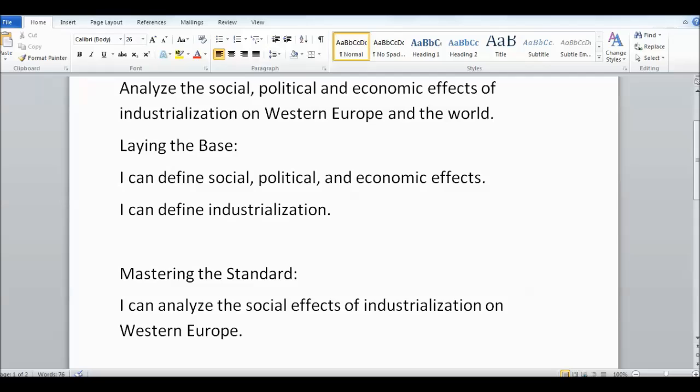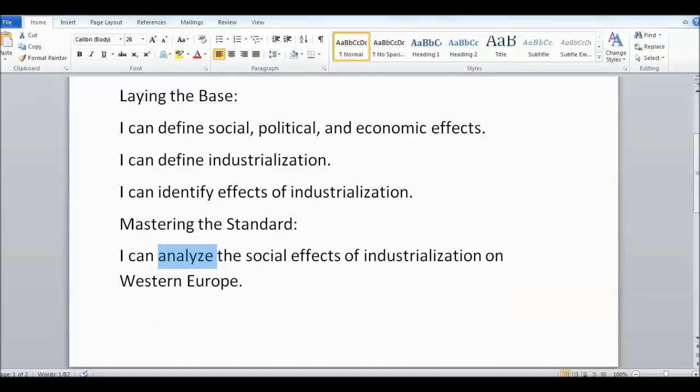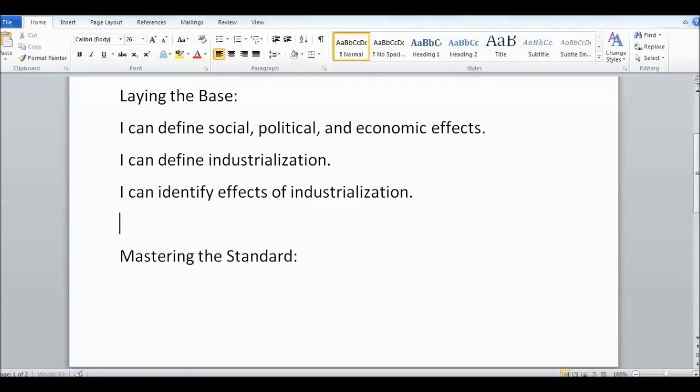But these laying the base kinds of techniques are noticeably low on Bloom's taxonomy. And then I would probably have some others. I might need to have them be able to identify effects of industrialization. Just list them before they would be able to do the analysis of those. And you can continue in that vein and you could have more I can statements.